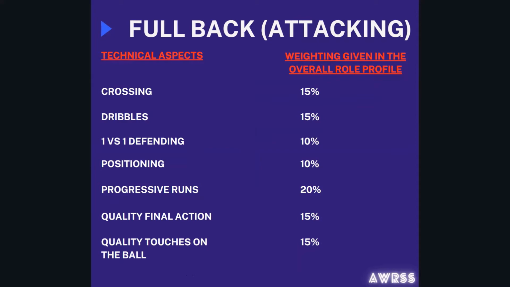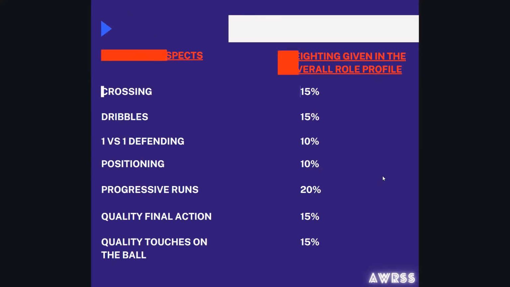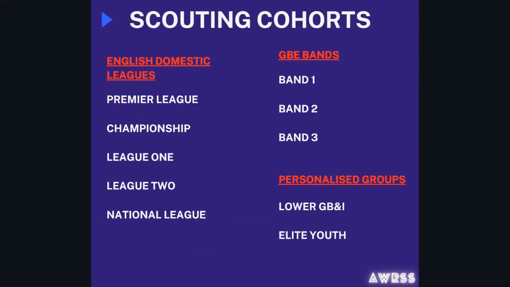You can see it in front of you. More towards progressive runs, quality final action, quality touches on the ball, crossing and dribbling, and less on the defensive side. Because, of course, we do have a fullback defensive role as well. And obviously that looks at the other side of fullback.